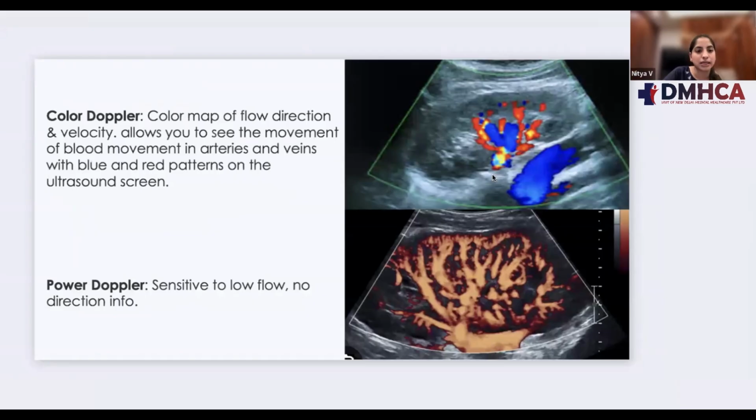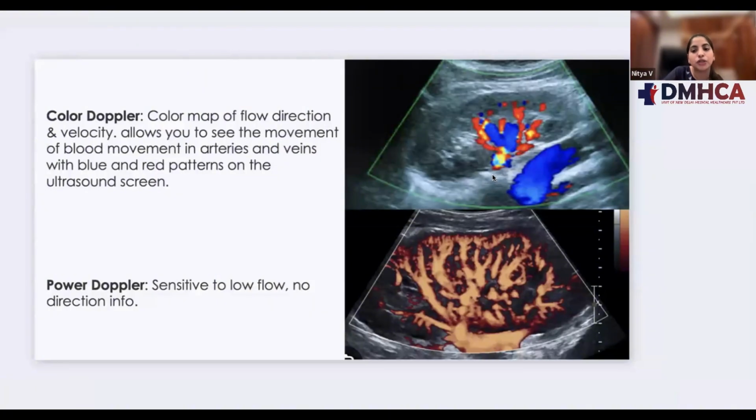Then there are four things: color Doppler, power Doppler, pulse Doppler, and continuous wave Doppler. These are four things that we often see in Doppler scans. The color Doppler is the simple color mapping of flow, where we want to know whether this organ is having blood flow or not. It allows you to see the movement of blood in the arteries and veins specifically, giving a blue and red pattern. But it also gives directional information, that is, the direction of the flow.